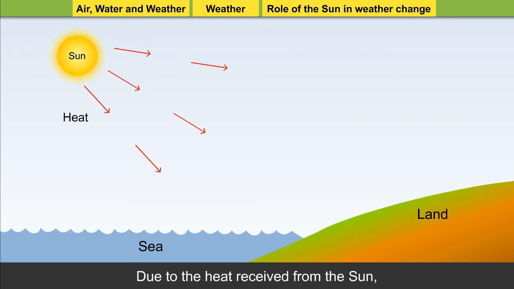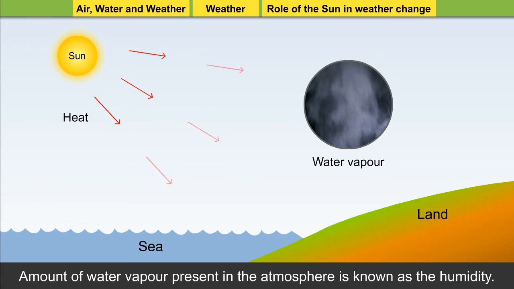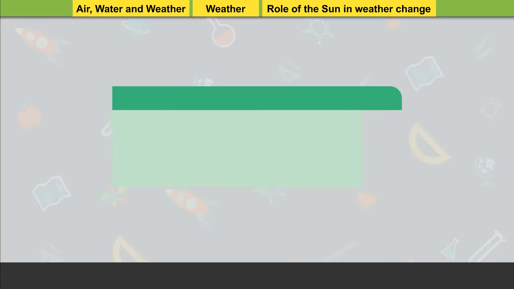Due to the heat received from the sun, amount of water vapor present in the atmosphere alters. Amount of water vapor present in the atmosphere is known as the humidity.